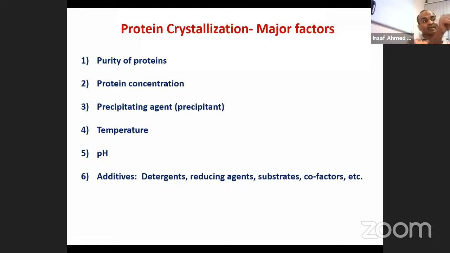So in that case you have to add some kind of detergent. The detergent will keep this end free, so then it will not be able to interfere.